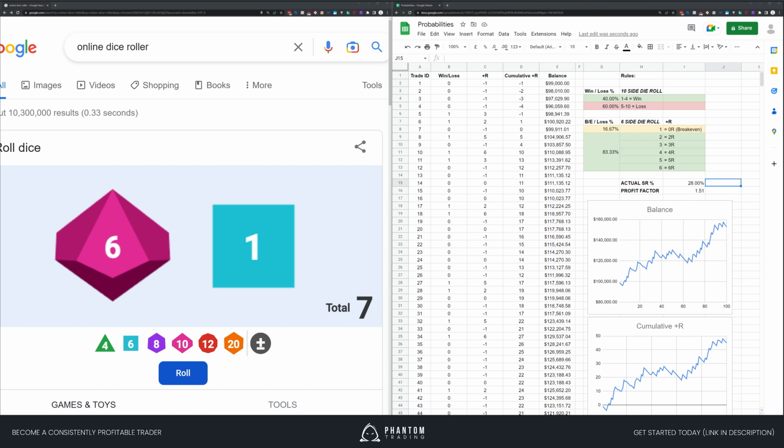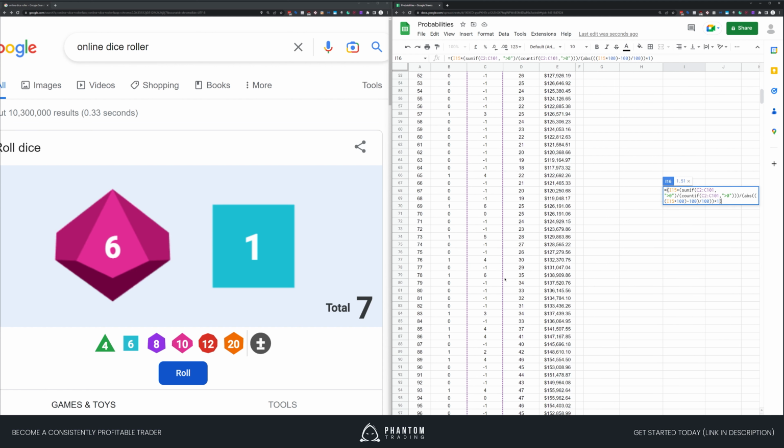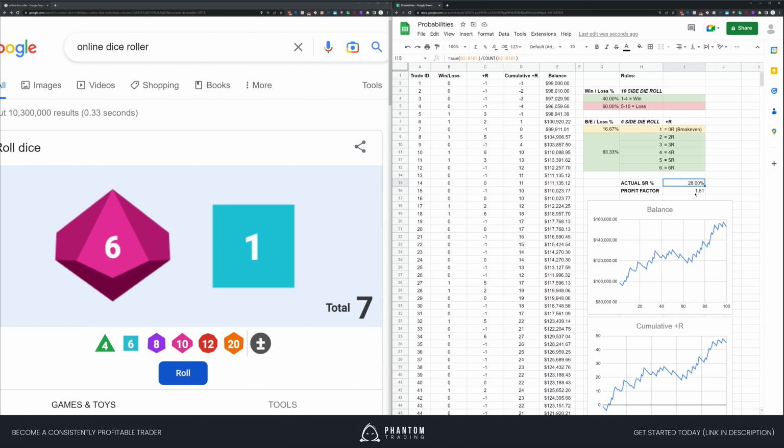Alright guys, sorry, I just had to tweak the formula here a little bit, because obviously we have 100 outcomes here in our data set. So we can see here our actual strike rate. Remember, this is counting break-evens as losses, right? It's 28%. So there you go. You can see that obviously it's a lot lower in actuality.